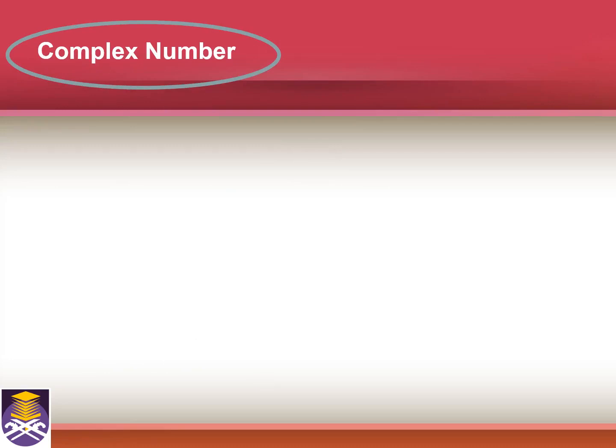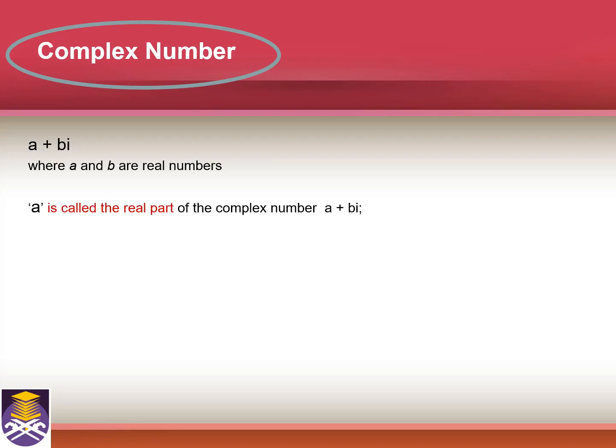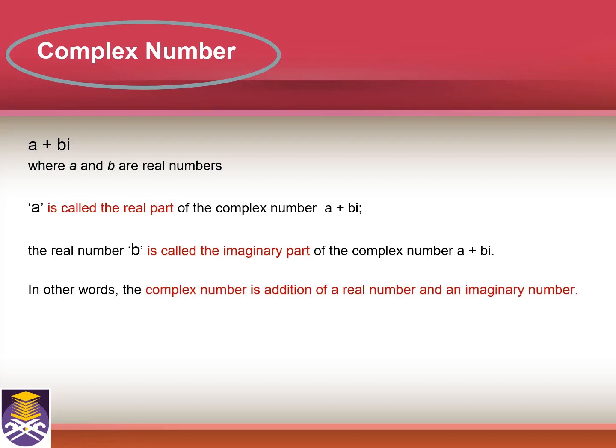When we combine a real number and an imaginary number together, we call this number a complex number, and it is in the form of a plus bi, where a and b are real numbers. a is called the real part of the complex number a plus bi, and the real number b is called the imaginary part of the complex number a plus bi. In other words, the complex number is addition of a real number and an imaginary number.